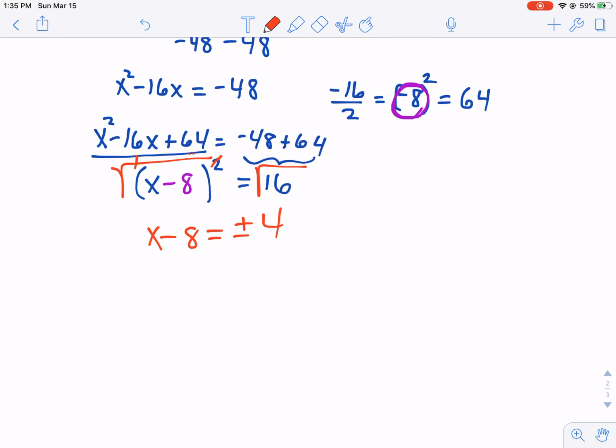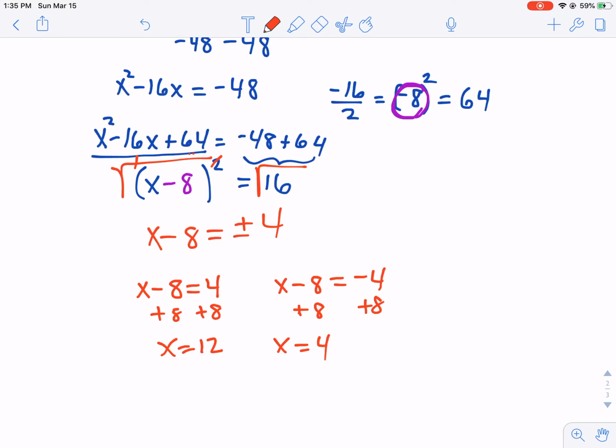So because it comes out pretty, I need to get 2 normal looking answers. So I'm going to separate my equations right now. X minus 8 could equal a positive 4, but the x minus 8 could also equal a negative 4. Add 8 to both sides. X could equal 12. Add 8 to both sides. X could also equal a positive 4.